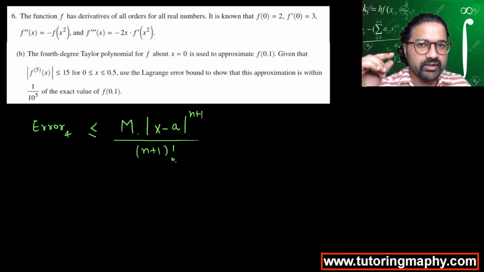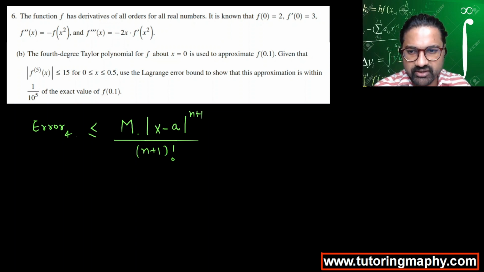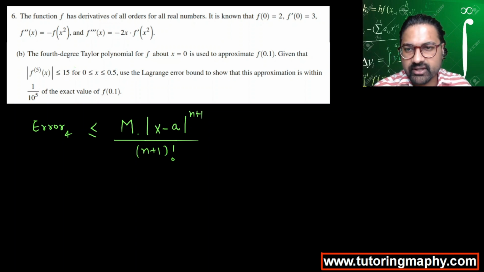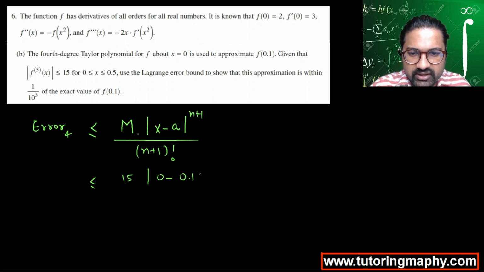5th derivative, 5th as in just the immediate next of what we are finding. We are finding 4, so that is 5th. The 5th derivative's maximum value. Fortunately, it's already given to us that the 5th derivative's maximum value is 15, so the value of m is 15. So I'm going to replace m with 15, and x is 0.1, because that's where we need to get the approximate value. N plus 1 will be 5 over 5 factorial. My goodness, that's too much. Calculator is not allowed. So 15 remains as it is.